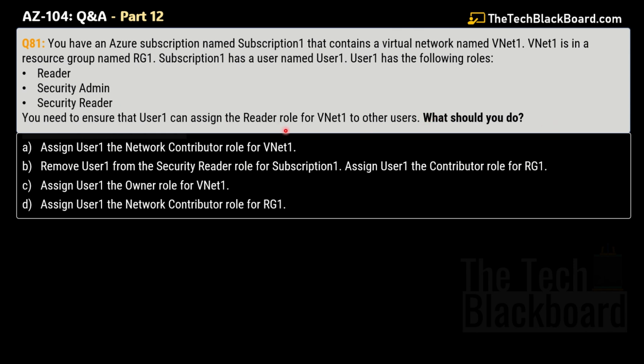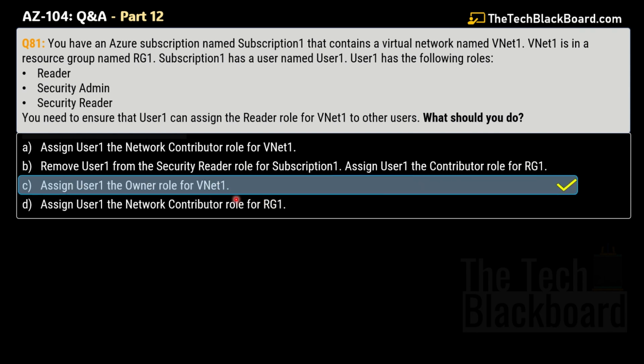Your options are: option A, assign User1 the network contributor role for VNet1. Option B, remove User1 from the security reader role for Subscription 1 and then assign User1 the contributor role for RG1. Option C says assign User1 the owner role for VNet1. And lastly, assign User1 the network contributor role for RG1. And please note the subtle differences between the options. Sometimes we have RG1 and sometimes we have VNet1. And the correct answer to this question is option C, assign User1 the owner role for VNet1.